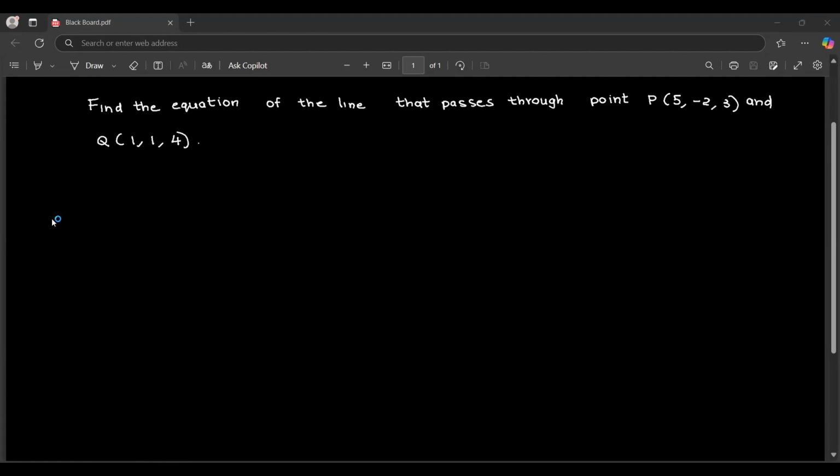Let's say there is a line. What they are saying is there are 2 points, P and Q, such that P is (5, -2, 3) and Q is (1, 1, 4).